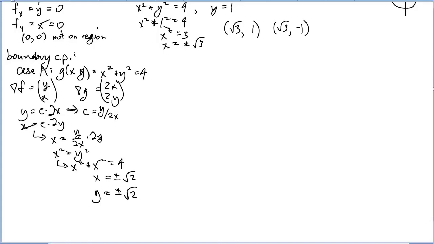And when x is positive rad 2, y can be either plus or minus rad 2. And when x is negative rad 2, again, y can be either plus or minus rad 2. It's a little unusual, but that's because we have the equation x squared equals y squared. Okay. So this gives us 4 boundary critical points: rad 2, rad 2; rad 2, negative rad 2; negative rad 2, rad 2; negative rad 2, negative rad 2.